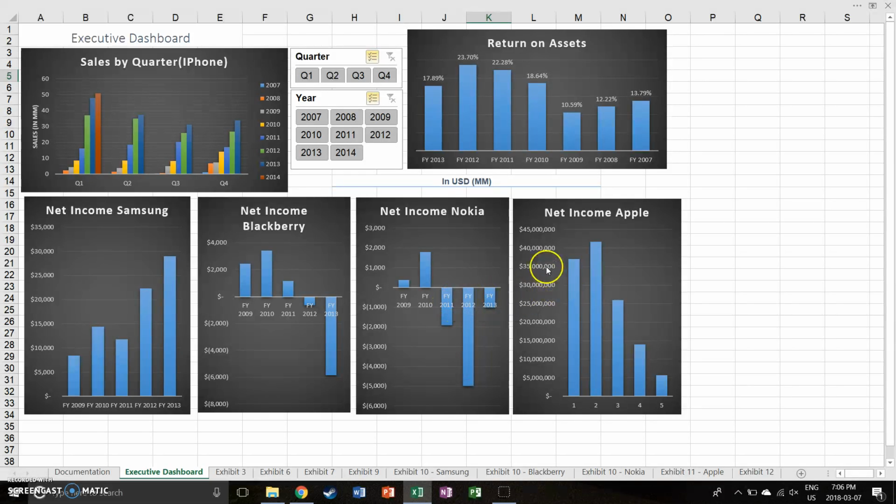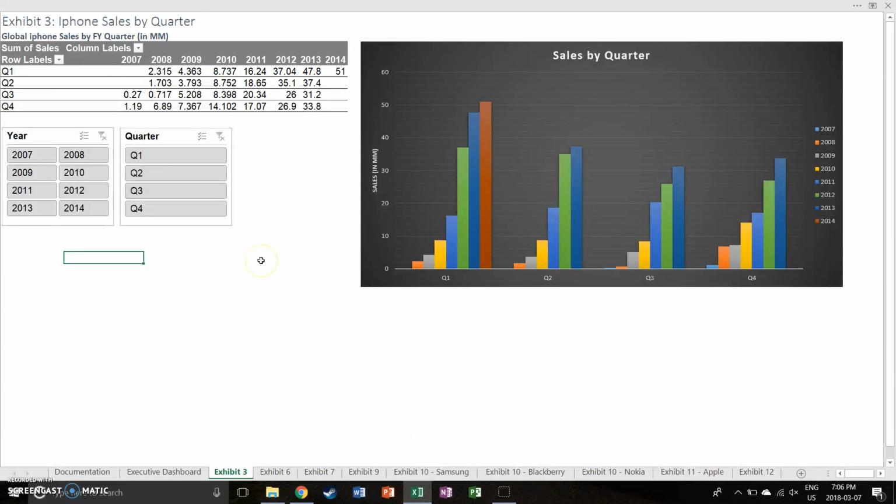And then, as we can see, Apple is doing much, much better than all the rest of the competition. Their sales go all the way upwards in the 40 million here, and these are around 30 million here. These are in the low, like 3 million-ish. Right, so Exhibit 3, iPhone sales per quarter.